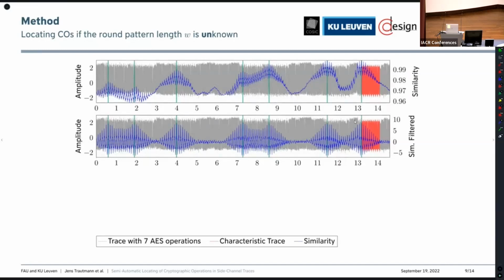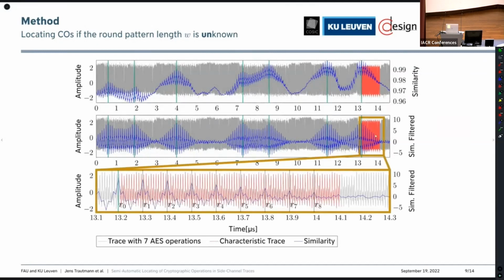And then we can see that the starting points marked in green line up well with the highest points of the filtered similarity curve. If we now look at one specific point here, we can see that there is one high maximum, and then there are several lower maxima here, and we call the main one main peak, and then we have sub peaks behind that. And this structure, this shape here, occurs because we first match all of the 9 similar rounds, because this is AES and we have 9 similar rounds in this trace, and then we have the sub peaks that match 8 rounds here, and then only 7 rounds will match, then 6, and so on and so forth.